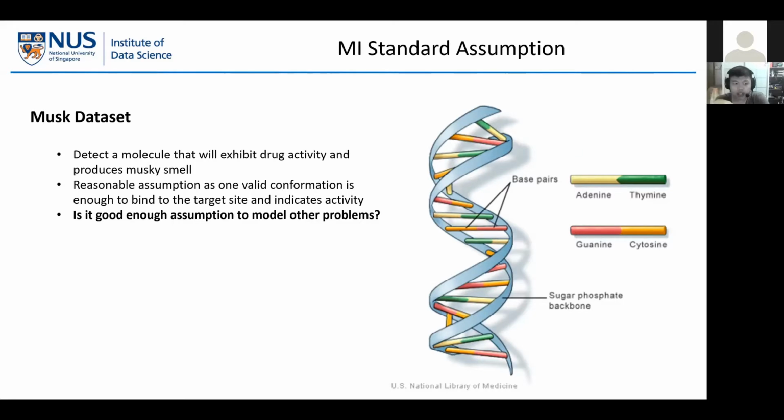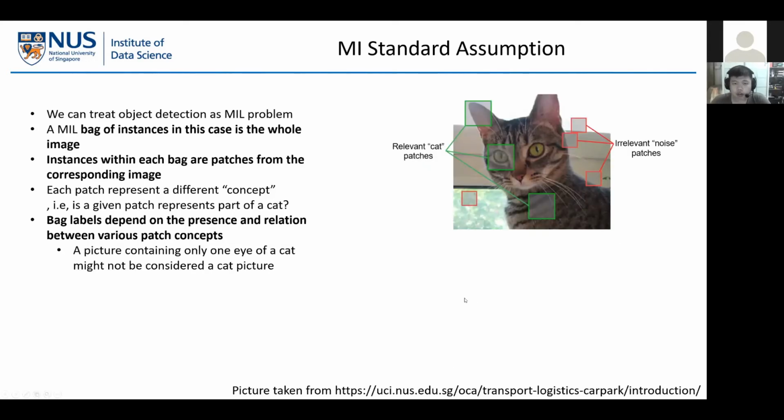In the musk dataset, we are tasked with detecting whether a molecule will exhibit drug activity, and if it does, it will produce this musky smell. So our task is just to tell whether a molecule is musky or not. And it's a reasonable assumption to say that a molecule is musky if at least one valid conformation is musky. So in this case, it's a good enough assumption for this problem. But the question is, of course, whether it is a good enough assumption to model other problems. And in fact, we can think of other problems as a form of instance-based classification.